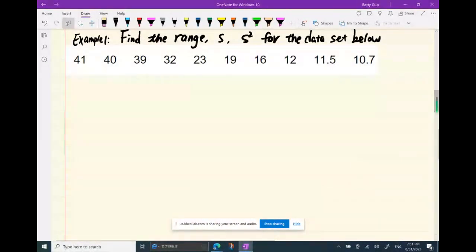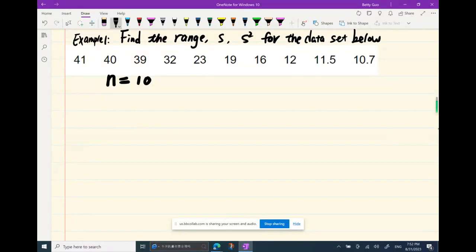Example 1. This is a data set. How many values are in the data set? What's the sample size? 1, 2, 3, 4, 5. 1, 2, 3, 4, 5. 10. Okay, so we have a sample of size 10. We are going to compute the range of the data set, the standard deviation of the data set, and the sample variance of the data set.